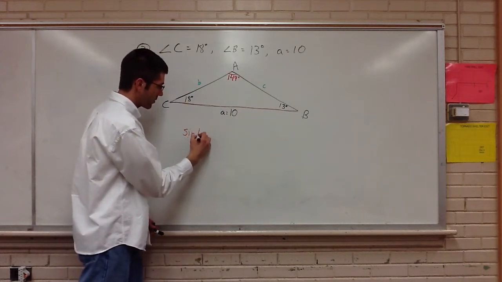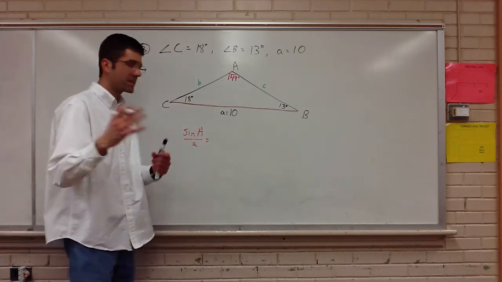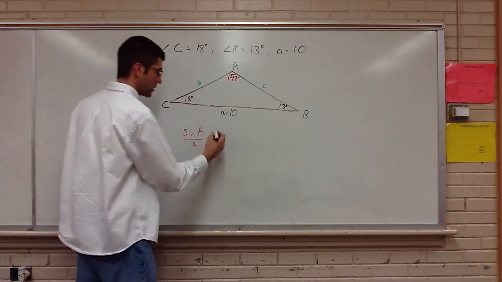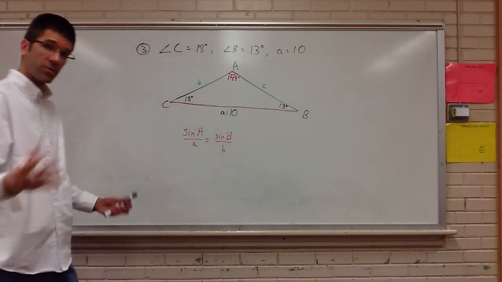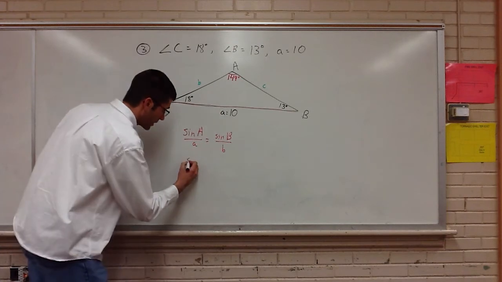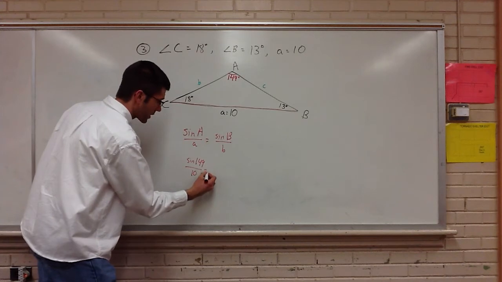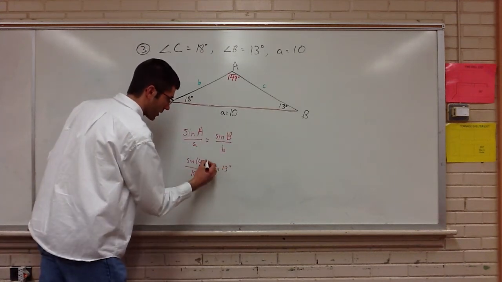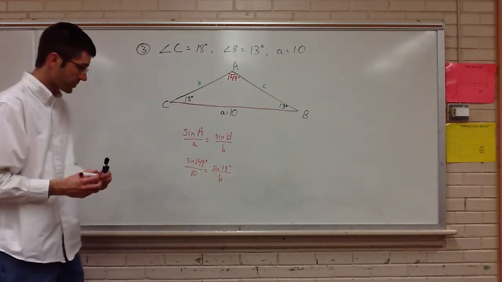The sine of big A over little a is going to equal, and it doesn't matter what we find next. It does not matter. I'm going to go alphabetical because I feel like it. So let's find B next. So sine of big B over little b. And we're going to fill in what we know and find what we don't know. I do know big A, it's 149. So the sine of 149 over little a, which is 10, equals the sine of big B, which is 13 degrees, over little b, which is, well, don't know, little b.